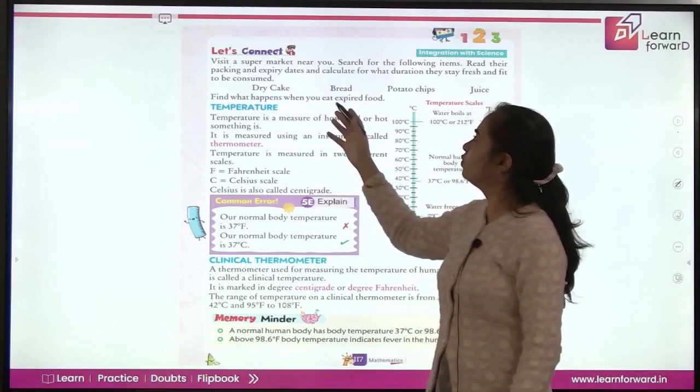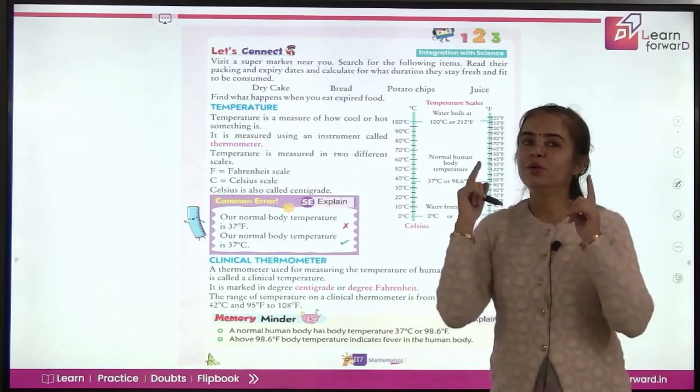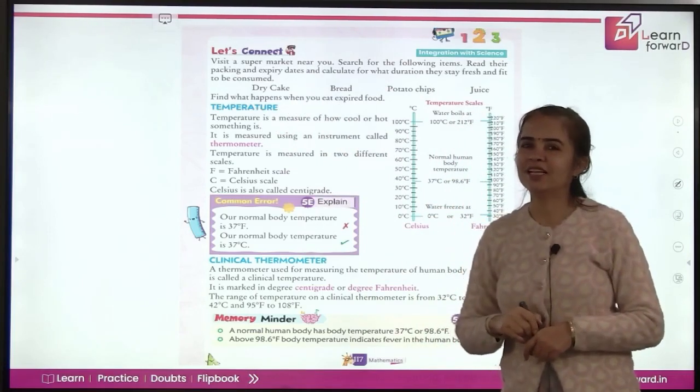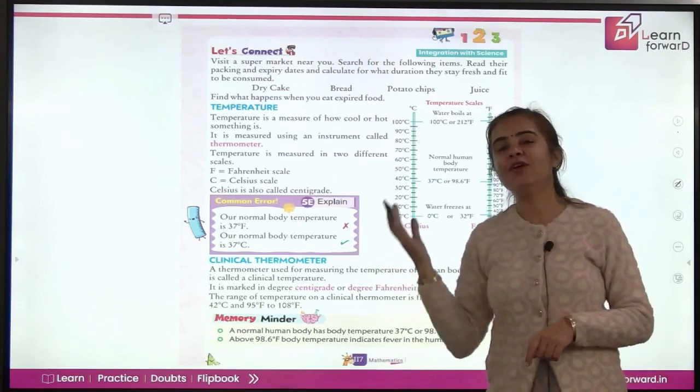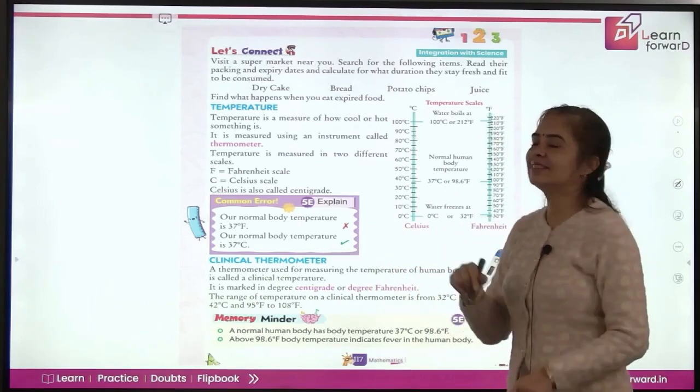Find what happens when you eat expired food. Don't try eating them, don't experiment. You can just search the net or you can talk to your elders in the family.